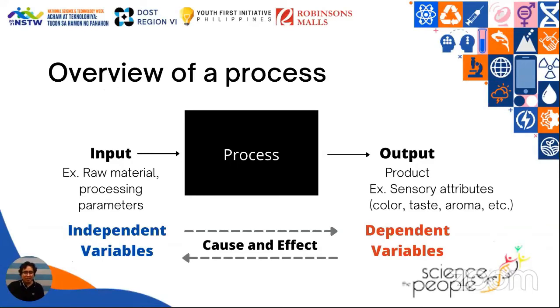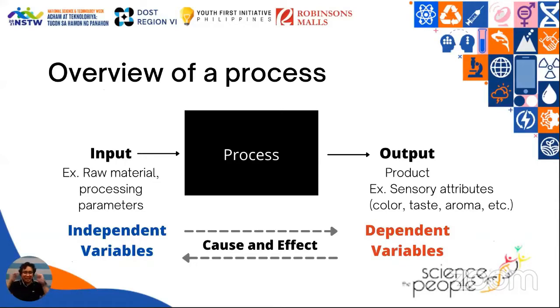But what defines a product? So there are attributes as mentioned earlier, no? And in our example here, we have sensory attributes: color, taste, aroma. Ito yung common, ito yung alam natin. And these variables are also called dependent variables. So basically, what we want to see here is ano yung effect ni independent variables towards our dependent variables. So we are trying to establish a cause and effect relationship.